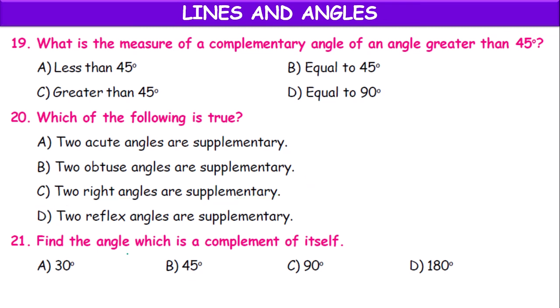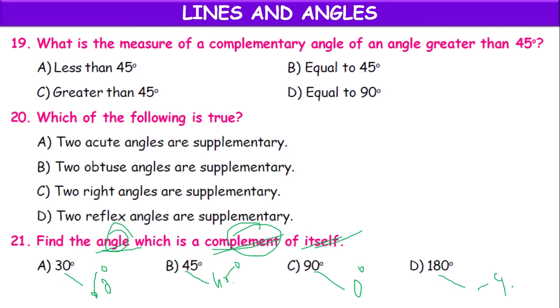Next. Find the angle which is the complement of itself. It means the angle and its complement should be the same. If you take 30 degrees, its complement is 60 degrees. If you take 45 degrees, the complement is 45 degrees. If you take 90 degrees, 0 degrees is the complement. If you take 180 degrees, minus 90 degrees, maybe its complement.